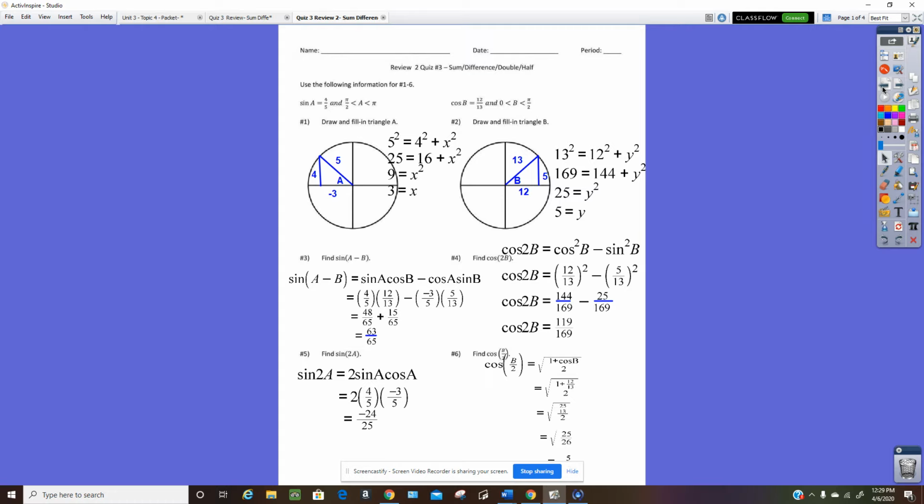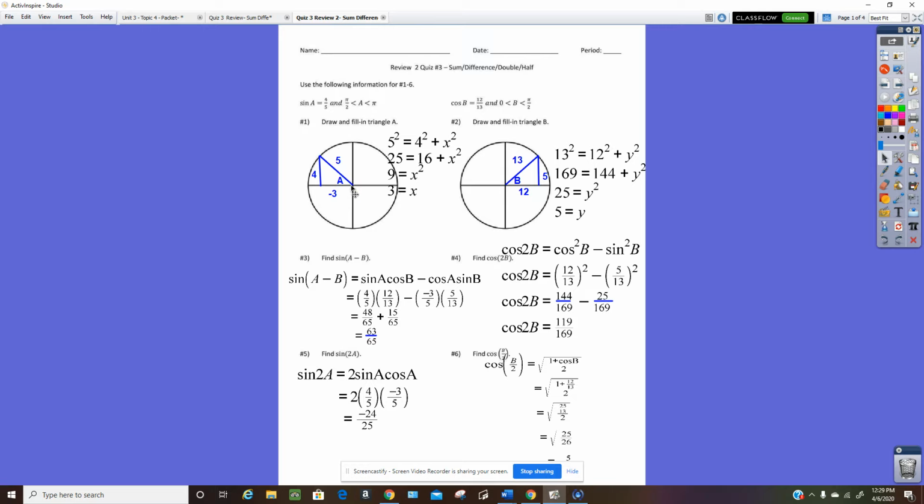All right, this is the review for quiz 3, sum and difference in a half angle. So if you look at problem 1 here, it says that sine A is 4/5 and A is in the second quadrant because it's between 90 and 180, or pi over 2 and pi. So the first thing you have to do is draw this triangle.